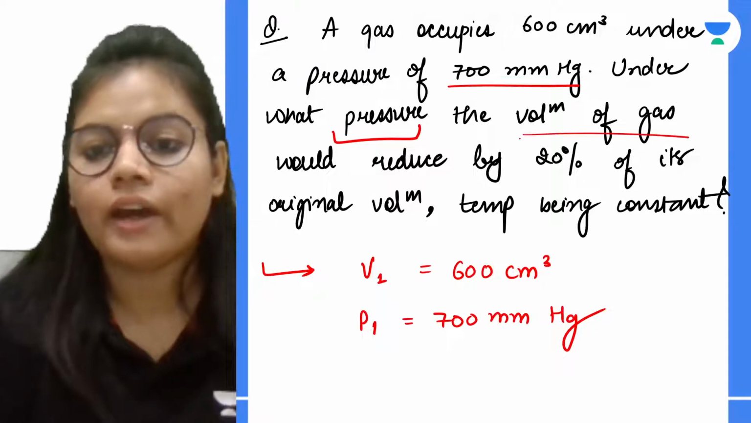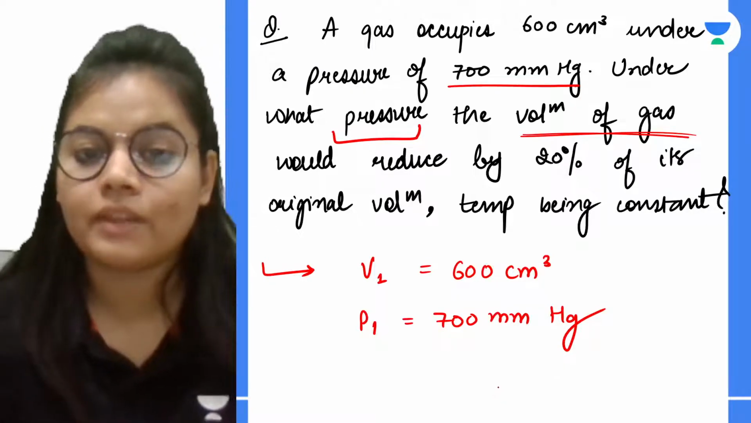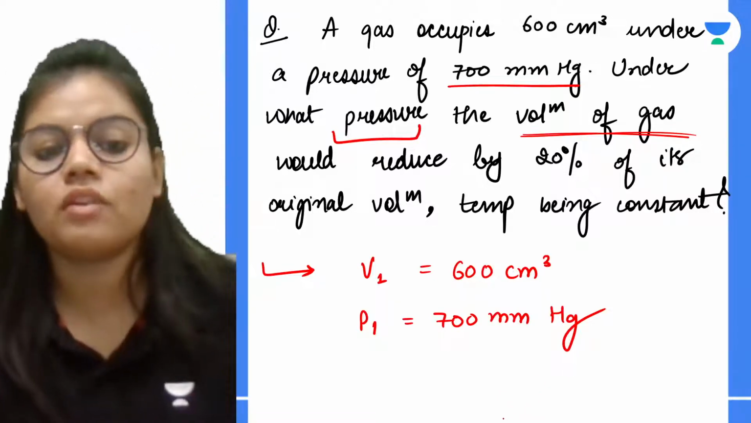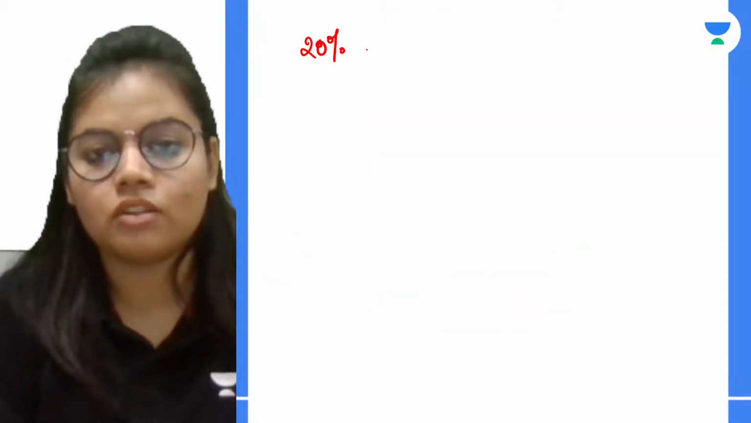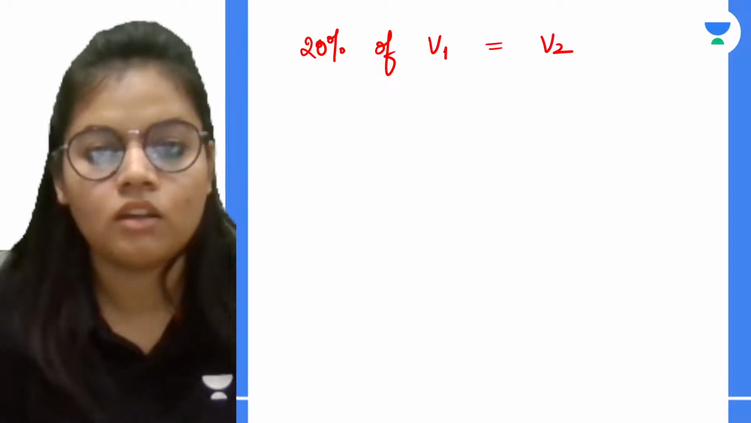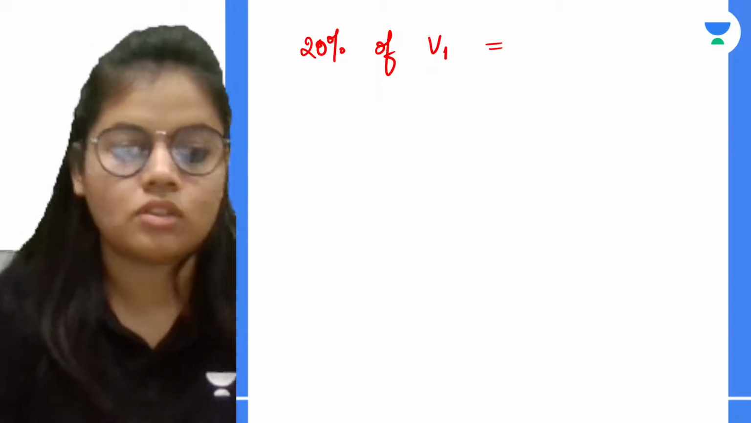That is okay. But V2, we have not been given the volume directly. It is told that it is reduced by 20%. So we have to first of all calculate 20% of original volume, which is 20% of V1. What would be the value of V2? No, it's not V2. It is reduced.